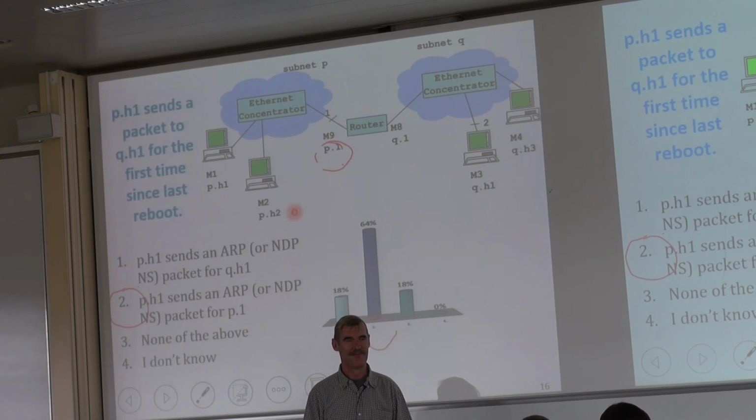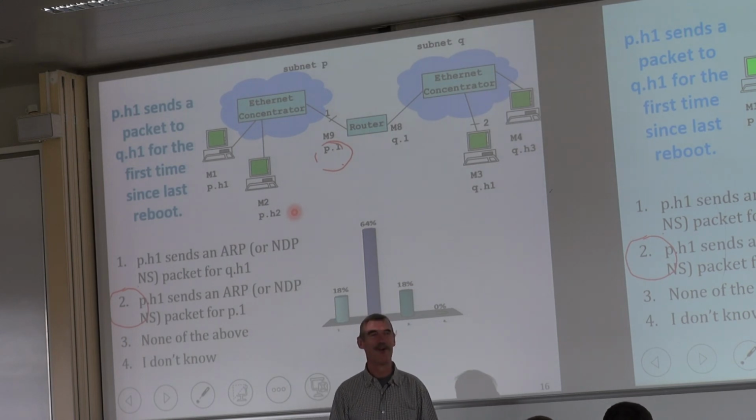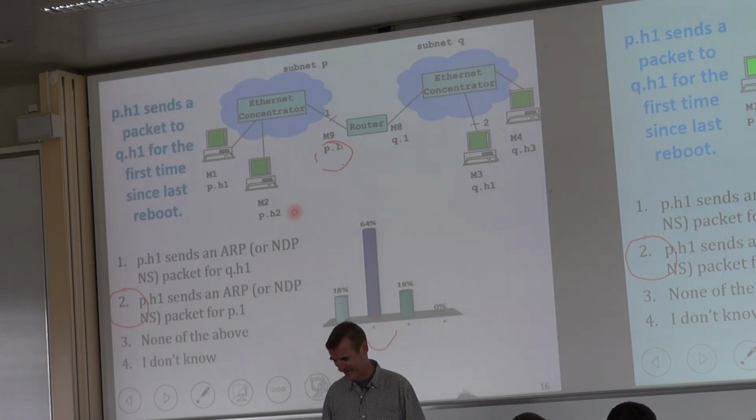None of the above. One was none of the above because P1. Oh, none of the above, okay. But it's not graded today, so we don't need to discuss that. Literally, it's an ARP packet for P1. 4 rather than 2.